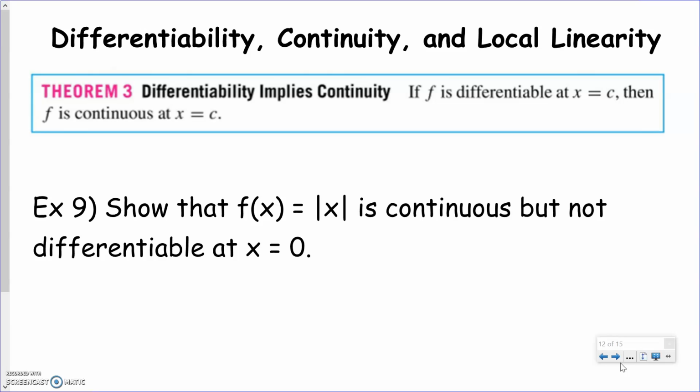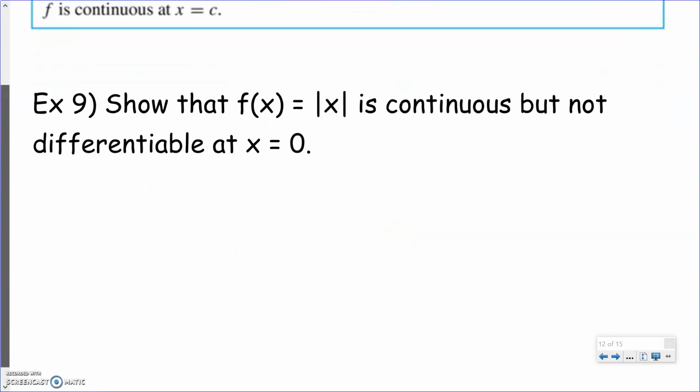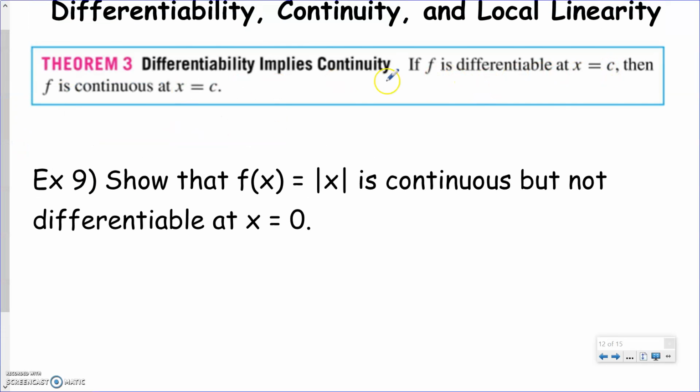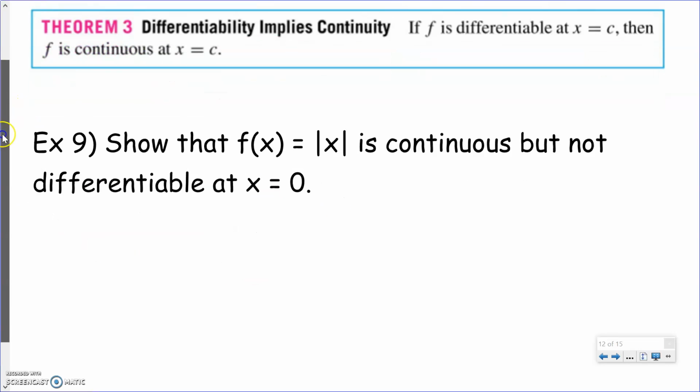Okay, another theorem, differentiability implies continuity. If f is differentiable at x equals c, then f is continuous at x equals c. So we're going to show that f of x equals the absolute value of x is continuous but not differentiable. Notice it said if it's differentiable, then it is continuous. It does not go the other way around in that theorem.